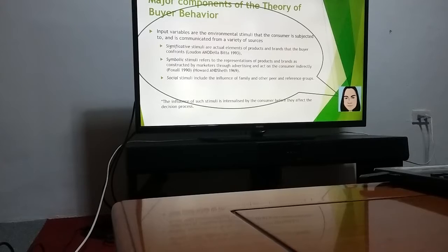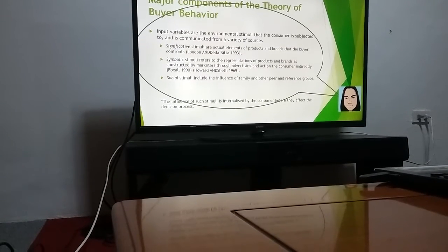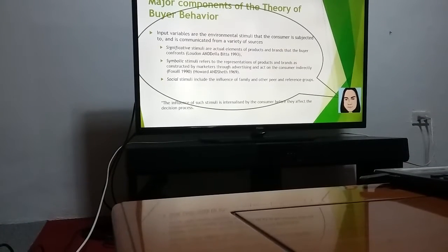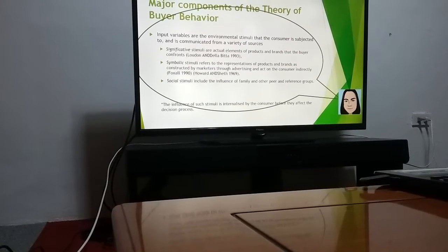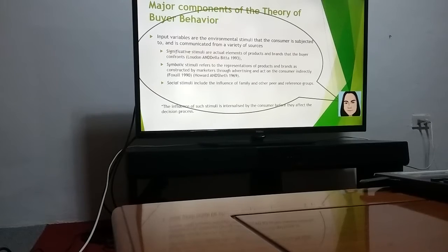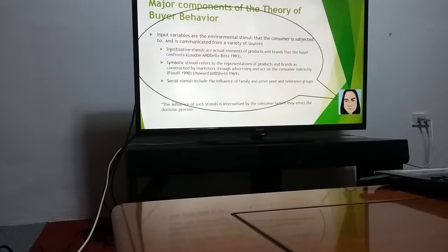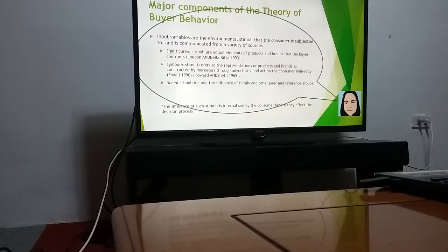Now, we go to the symbolic. This symbolic stimuli refers to the representation of product and brand constructed by marketers. So, when we say symbolic, what comes into my mind is yung Apple brand. Diba? Yung Apple brand, pag nakita mo pa lang yung symbol ng Apple, naiisip mo na agad na, okay, matibay siya, okay, maganda yung product na to because of its symbol. Okay? And of course, they have very rigid advertising na nagsasabi na Apple is the in thing.